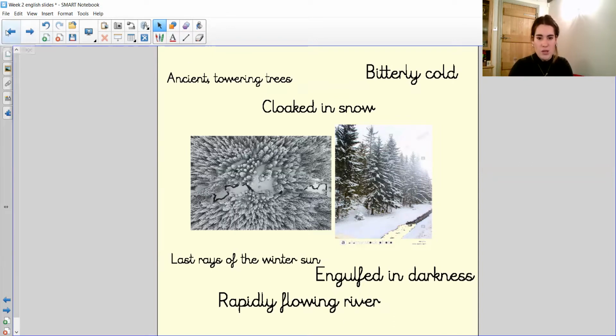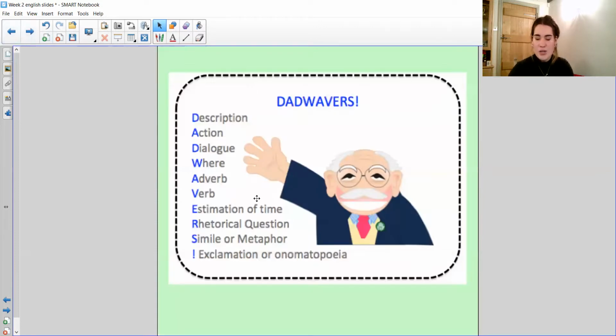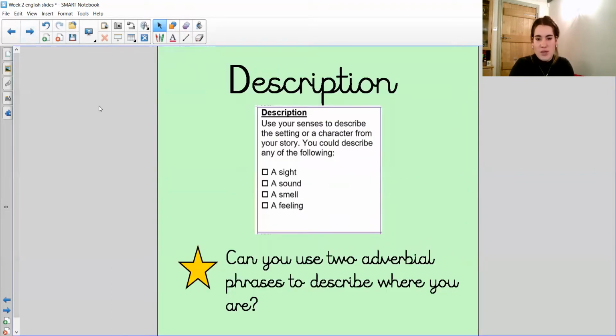So I'm going to go back a slide. Today, like I said, we are going to be using our dad waivers. Now, we're not going to do all of the dad waivers in one day. We're going to split them in half. So today, we're just going to do dadwa. So we're only going to write 4 sentences, but those sentences are going to be amazing, okay? Because we have got lots of time and energy to put into those sentences. So let's make a start then.